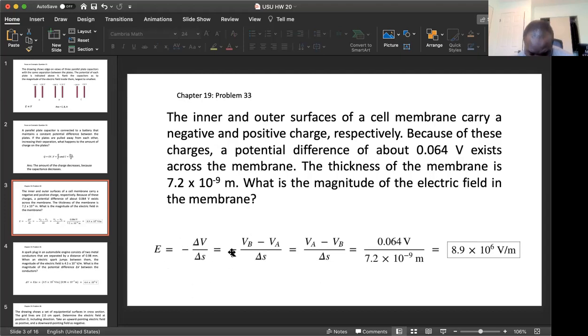The minus is important if we're going to consider the direction of the electric field. But if we want only the magnitude, we can ignore that minus and just say minus (VB minus VA) is the same as VA minus VB. We just put the magnitude there, which is given to be 0.064 volts, divided by the separation, and that gives us our electric field in magnitude. If they ask us for the direction, then we have to go into detail to find which one is the negative surface, which one is the positive surface, and the directions of the electric field from each. Okay.